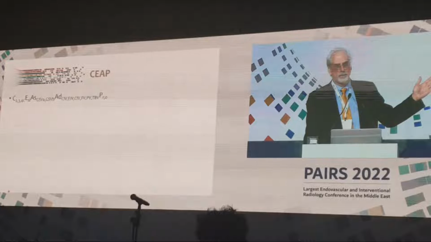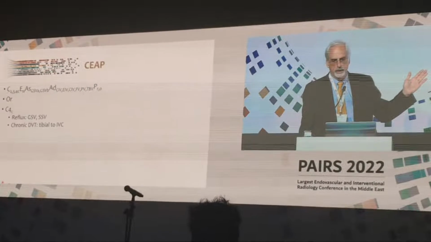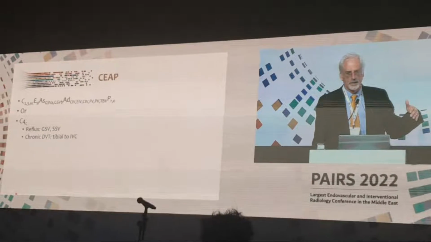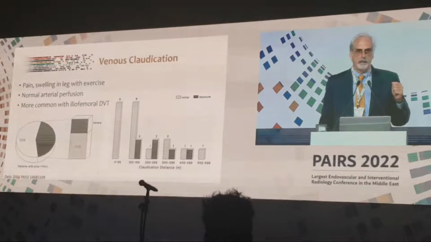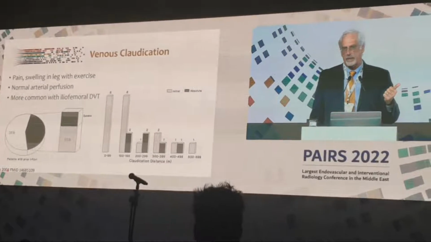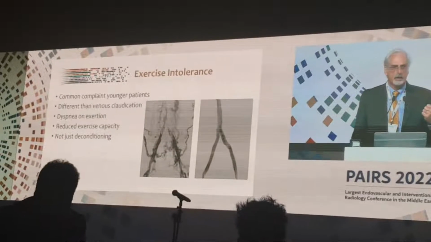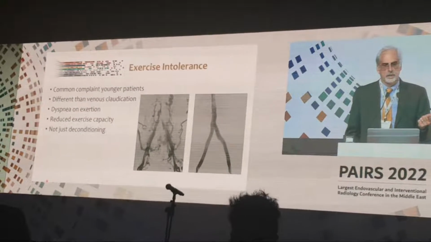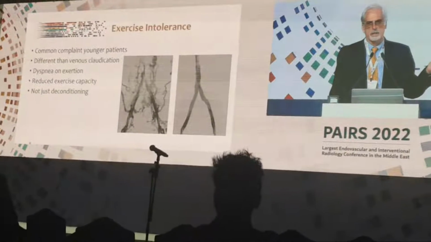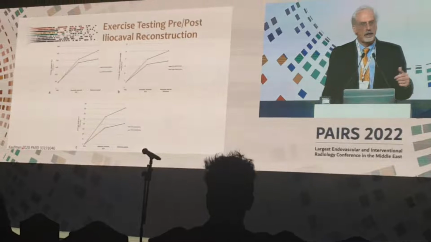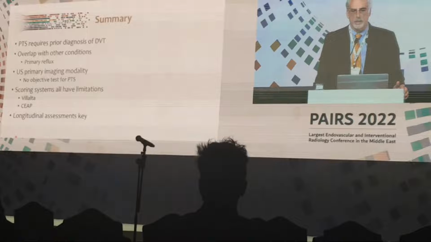And so this is his formal CEAP score, which to me is not very useful, but what it really is, is a C4 with reflux in the superficial system and chronic DVT in the deep. Keep in mind that neither of these scores account for venous claudication, which is a very common symptom in these patients, and neither of these address exercise-induced intolerance due to venous occlusion, which is something we've seen in patients in whom we recanalize IVC and iliac veins. And actually their exercise intolerance improves, and you can demonstrate this quantitatively.